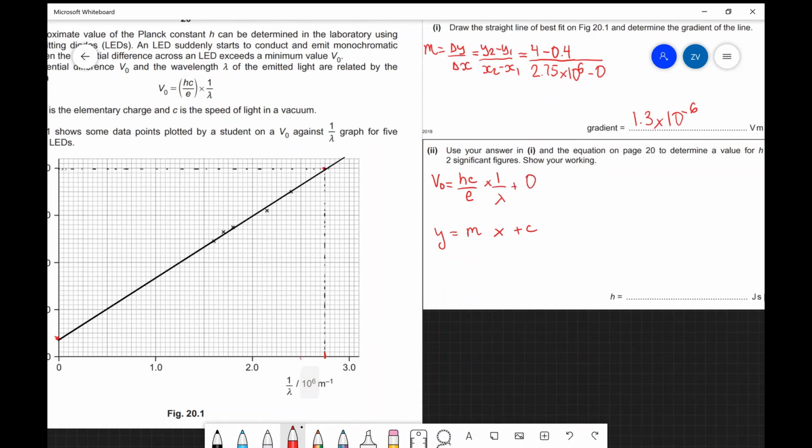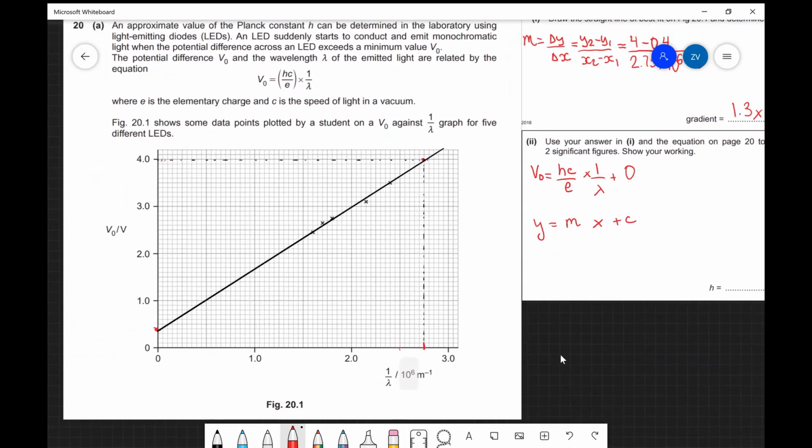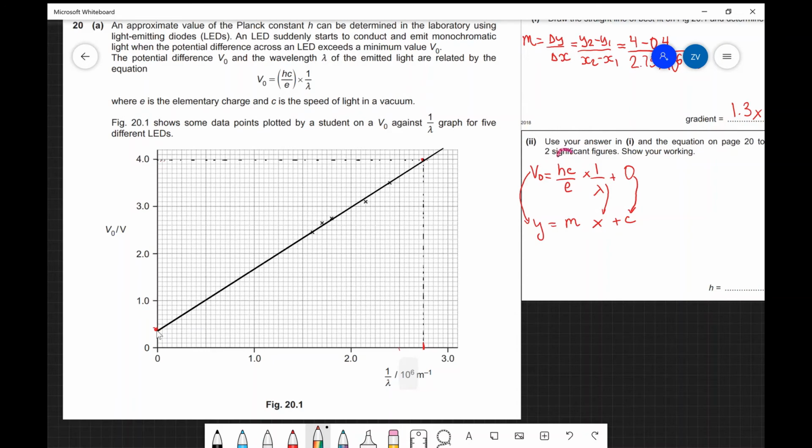Now we're going to see that if we have V naught on the y-axis, which we do, and we have 1 over lambda on the x-axis, our intercept should be 0. It's not quite 0, it's incredibly close to 0, it's 0.4. However, that's probably due to experimental uncertainties and errors. So it's pretty close to 0. What we have left for our gradient is hc divided by e. So what I'm going to do is I'm going to say that this over here is our gradient.